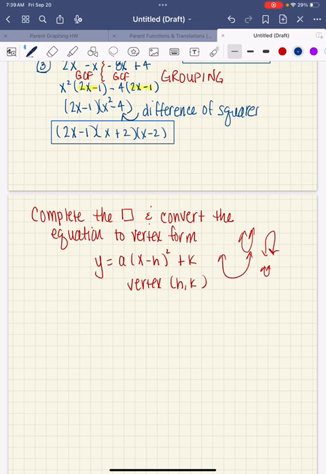So the equation I'm going to give you is y equals negative x squared plus 4x plus 5. Take a minute, try it on your own. All right, let's see how you did. Subtract 5 from both sides. That's how you always start with completing the square.